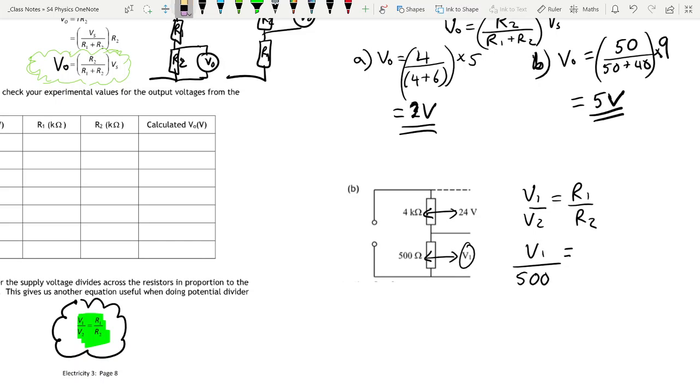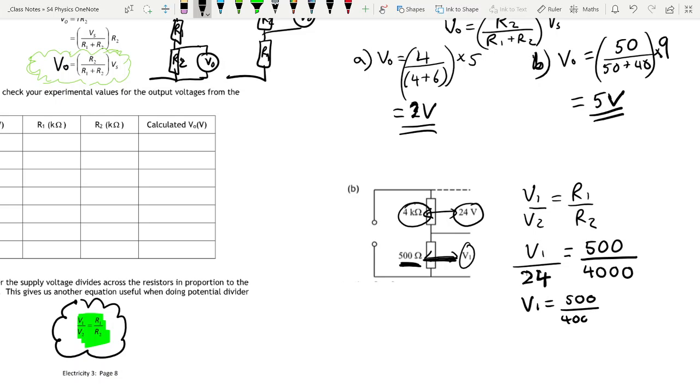So V1 over V2, which is 24, equals R1. So that's that one, because it's attached to V1. So that's 500 divided by this one, which is attached to this one, which is 4 kiloohms. So just watch your units, 4,000. And so V1 is equal to 500 divided by 4,000 times by 24, which comes to 3 volts.